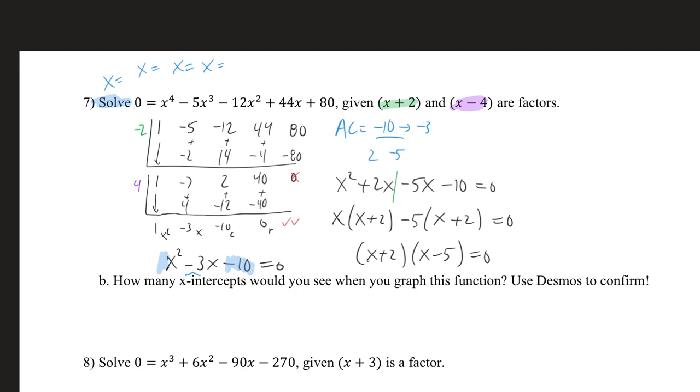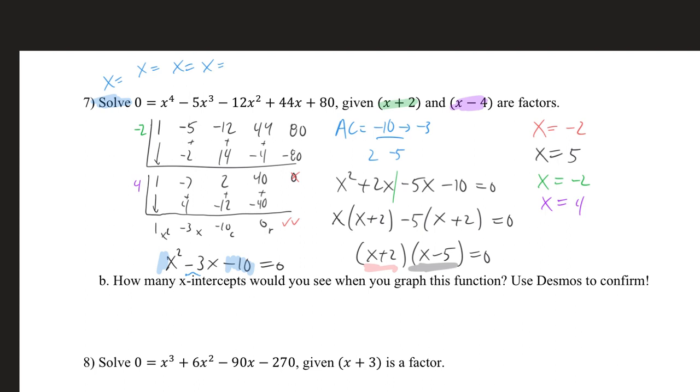And so from those, we get a couple of zeros, solutions. So we've got x is going to be equal to negative 2. x is also going to be equal to positive 5. From up top, we had x is equal to negative 2 again. And then we had x would be equal to 4. So there's our 4 answers. Turns out only 3 of them are actually unique. So technically, we only have 3 answers, even though there'd be 4.